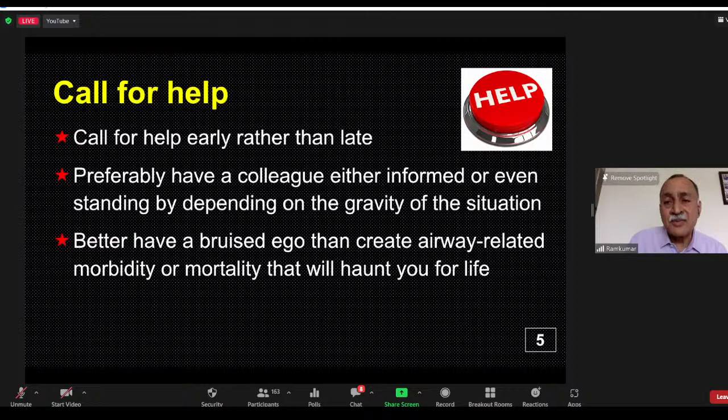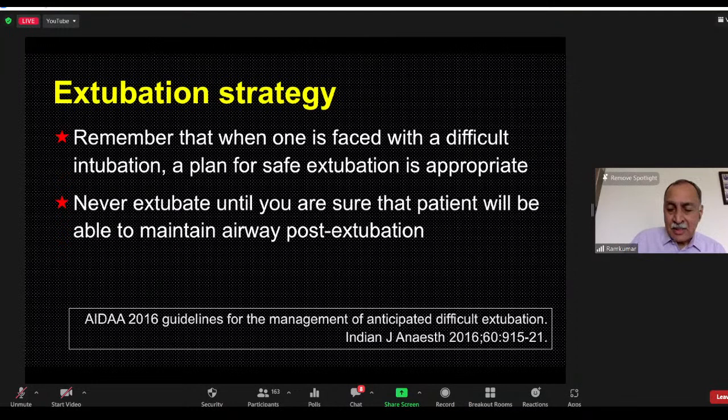Call for help early. Extubation strategy, I just like to say that when one is faced with a difficult intubation, plan for a safe extubation. And we have one algorithm designed in the All India Difficult Airway Association, which looks at just how you extubate your patient.